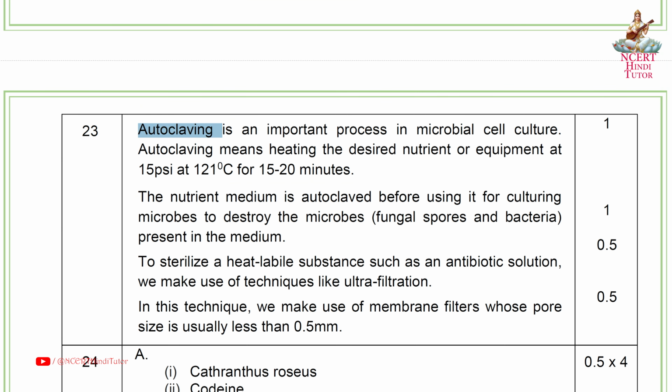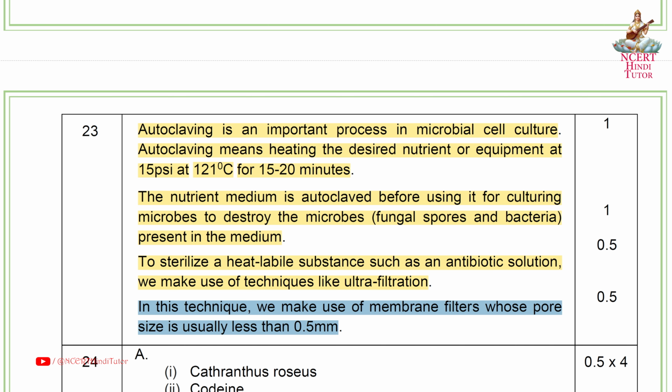Answer: autoclaving is an important process in microbial cell culture. Autoclaving means heating the desired nutrient or equipment at 15 psi at 121 degrees Celsius for 15 to 20 minutes. The nutrient medium is autoclaved before using it for culturing microbes to destroy the microbes, fungal spores and bacteria present in the medium. To sterilize a heat labile substance such as an antibiotic solution, we make use of techniques like ultrafiltration. In this technique, we make use of membrane filters whose pore size is usually less than 0.5 micrometer.